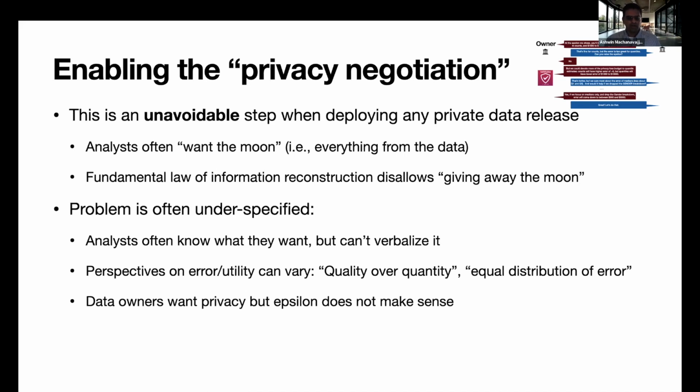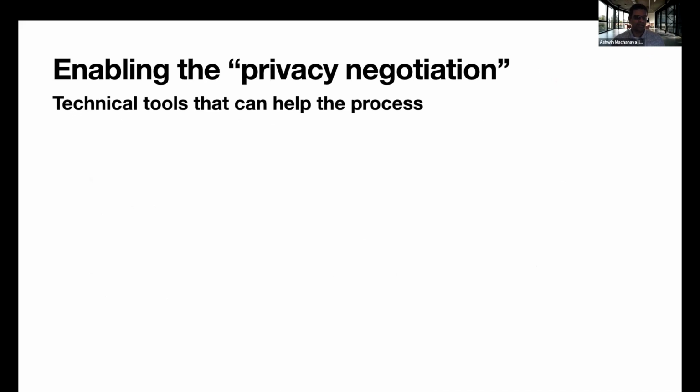And data owners want privacy, but epsilon doesn't make sense. How do you contextualize epsilon to something that they can sort of internalize and use? So I think this is a hard problem. And I think there are some ideas for technical tools that can help the process and potentially spur new research.